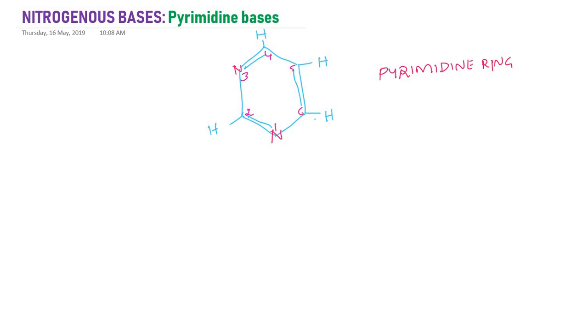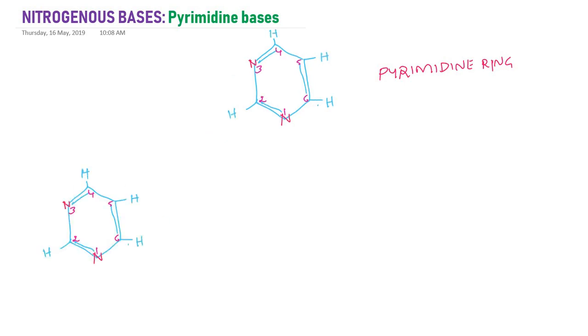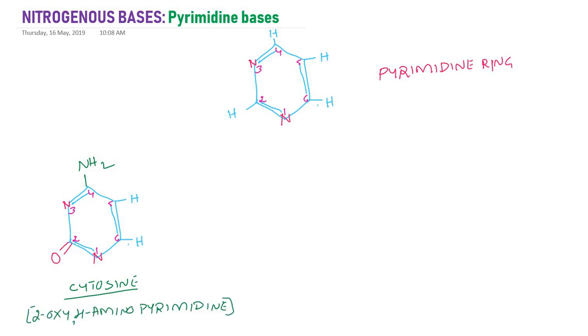So let me draw the structure of 3 pyrimidine bases, that is cytosine, uracil and thymine. So here I have copied the pyrimidine ring. The first pyrimidine base, that is cytosine, looks like this. In the 2nd carbon atom, hydrogen is replaced by oxygen, and in the 4th carbon atom, this hydrogen is replaced by amino group. So this is our cytosine. So you can name it 2-oxy 4-amino pyrimidine. So this is our first pyrimidine, cytosine.